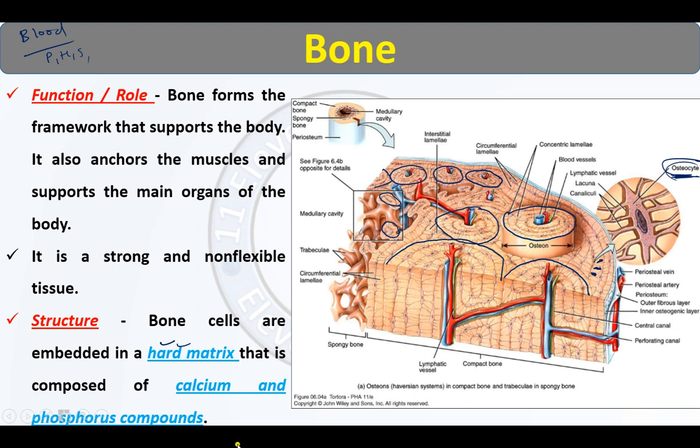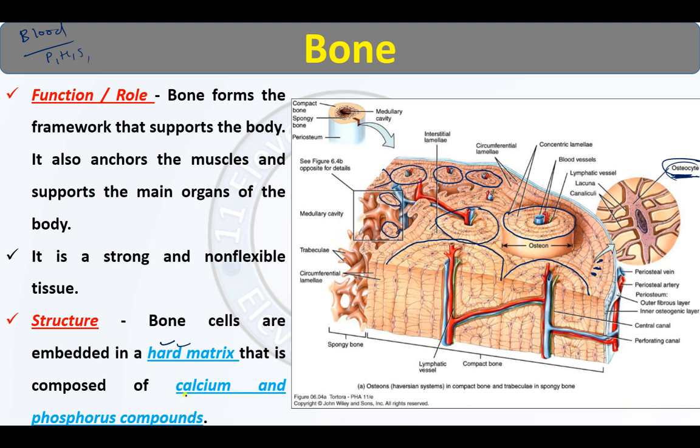Now if you understand the reason why, because bone is made up of a hard matrix and that hard matrix is composed of calcium and phosphorus compounds. Hence we are advised that if you drink more milk in your younger age, or if you drink milk regularly, your bones will be strong. Why? Because milk has tremendous amount of calcium and this calcium is generally used in or stored in bone.